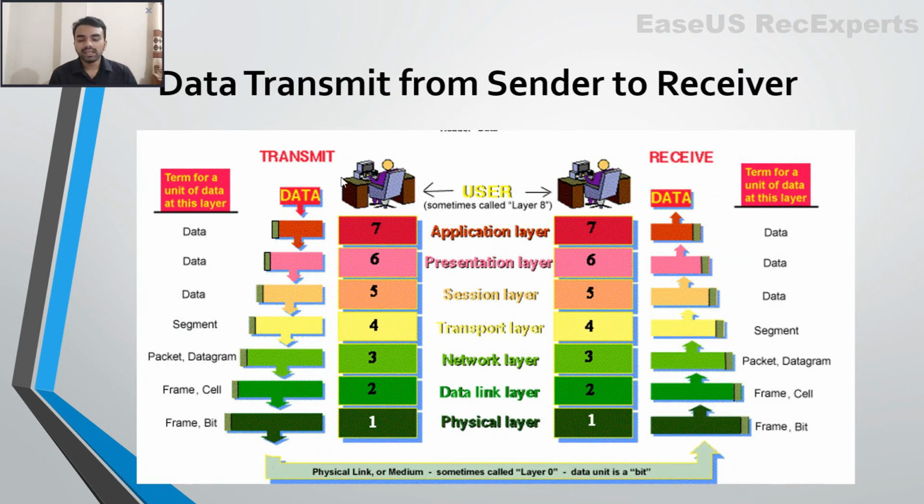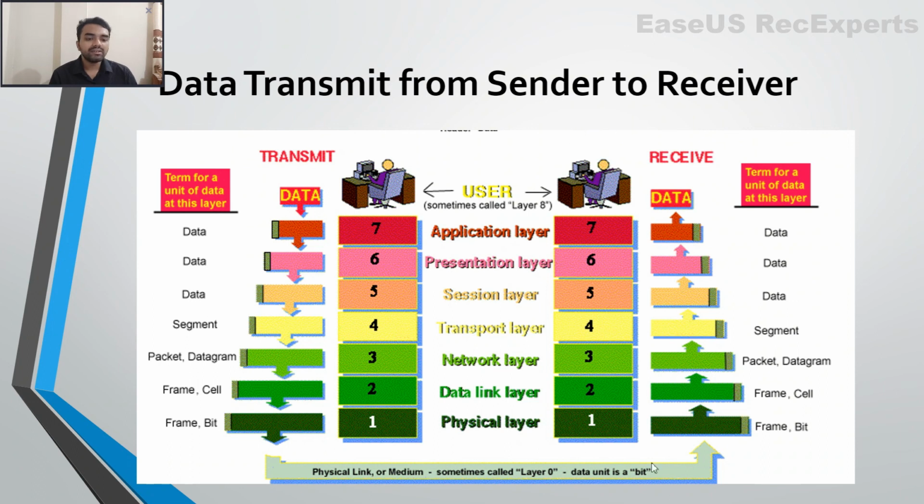Let's look. There is a sender. He wants to transmit data. That data comes to the application layer, then the presentation layer. It compresses the data. The session layer maintains the session. The transport layer divides the data into different segments. Then the network layer comes. It makes the segment into a packet. Then the data link layer makes this into a frame, and the physical layer makes the frame into 0 and 1 bits and transfers them through different media. We can say a coaxial cable or LAN cable, etc.